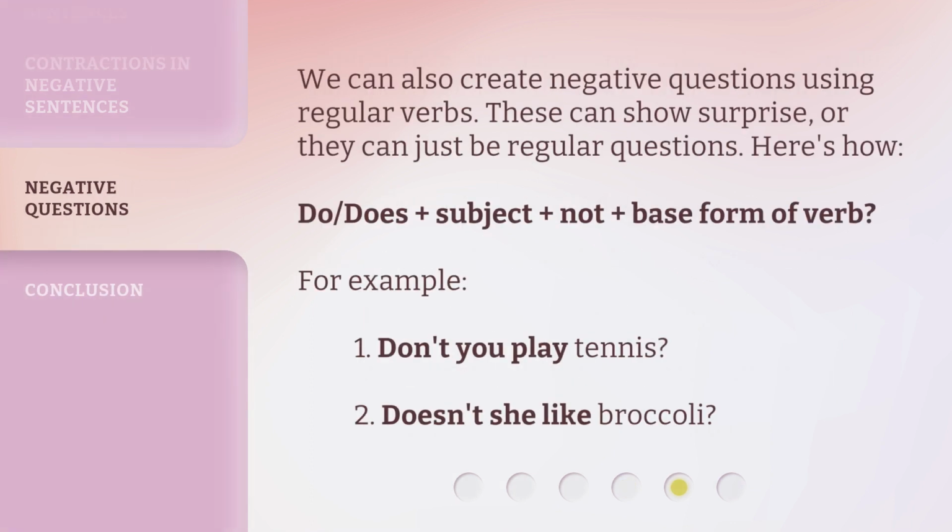We can also create negative questions using regular verbs. These can show surprise, or they can just be regular questions. Here's how. Do, does plus subject plus not plus base form of verb? For example, 1. Don't you play tennis? 2. Doesn't she like broccoli?